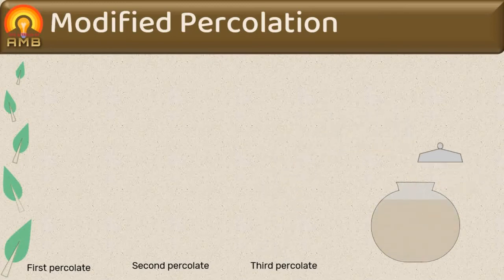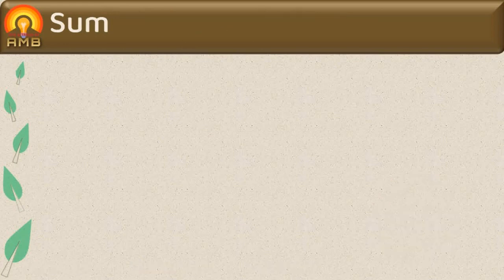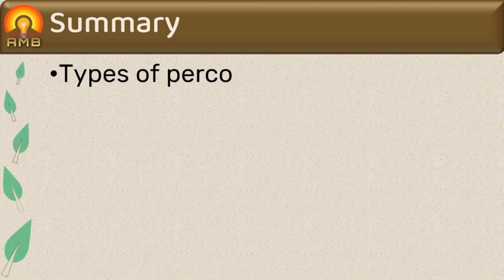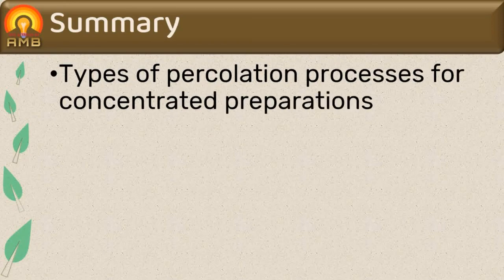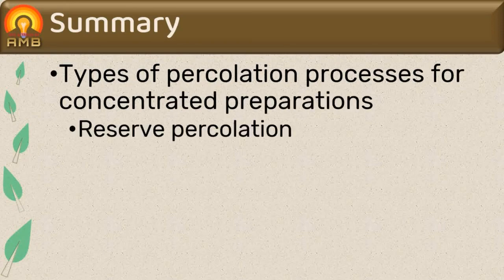The marc is tested for exhaustion of active constituents, and if constituents are still present, the process is continued. So this much is about modified percolation process. Now it's time to summarize today's session. We discussed percolation processes used for preparation of concentrated preparations in detail, like reserve percolation and modified percolation.